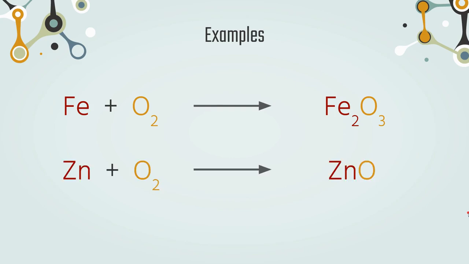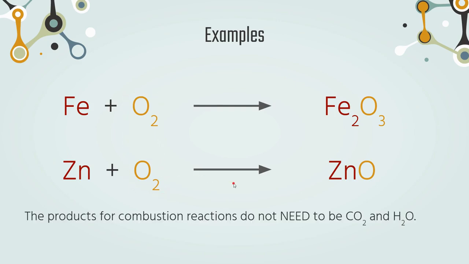These 2 are slightly different reactions. They're still combustion because O2 is by itself as a reactant, but notice that the products are not CO2 and H2O. You can still combust with these metals, say zinc and iron, but it doesn't give you the same product. You don't need CO2 and H2O as your products. You can create these metal oxides in combustion reactions as well.